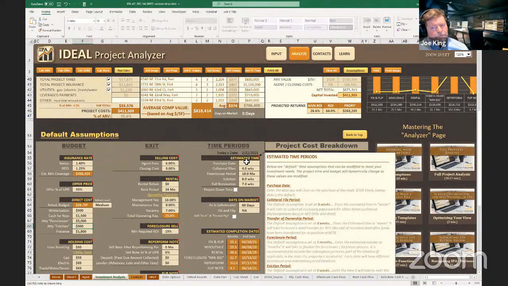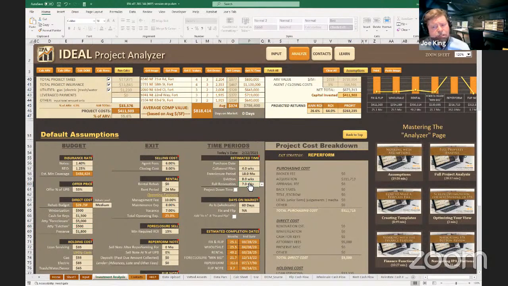So we also have a full renovation in here. How long is it going to take us to do a full renovation? Right now we have 7 weeks. I like to put maybe 8 weeks, give it a couple of months on that full renovation. That does not include selling the property. That's just the construction of it to get it to the point where you can sell it.